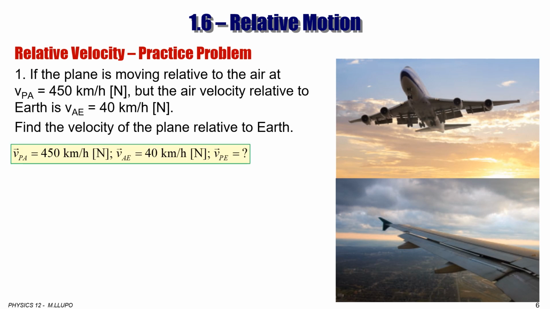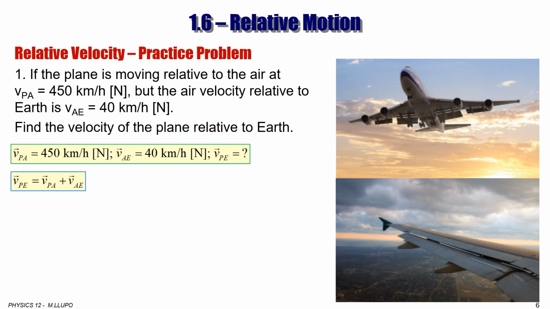So what is given? The velocity of plane relative to air, VPA, is equal to 450 kilometers per hour north. Velocity of air relative to Earth, VAE, is 40 kilometers per hour north. What is the velocity of plane relative to Earth?